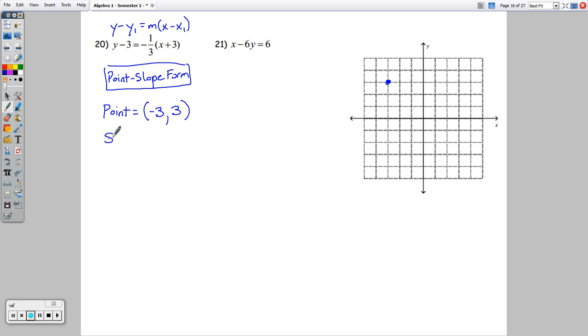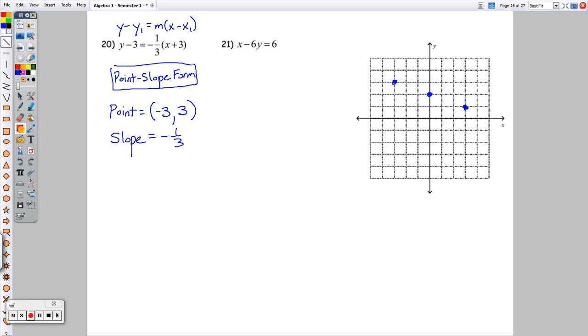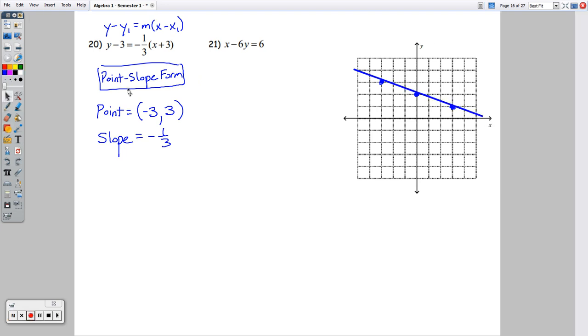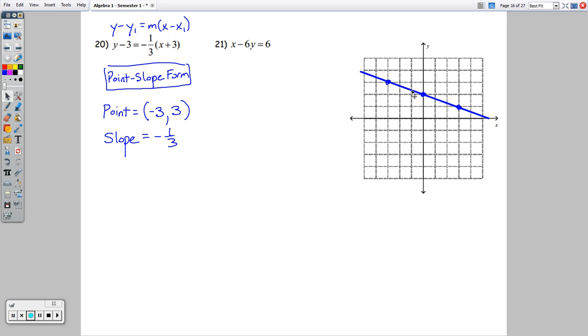And the slope is going to be the m value in front of the x part. So we have negative 1/3. We go down 1, right 3. We'd have a new point. Down 1, right 3. We'd have a new point. That pattern would continue going this way and this way. I will draw a line connecting those at this point. And so that looks like this, and I'll just slide that down just a skosh there. There we go. And this would be number 20.